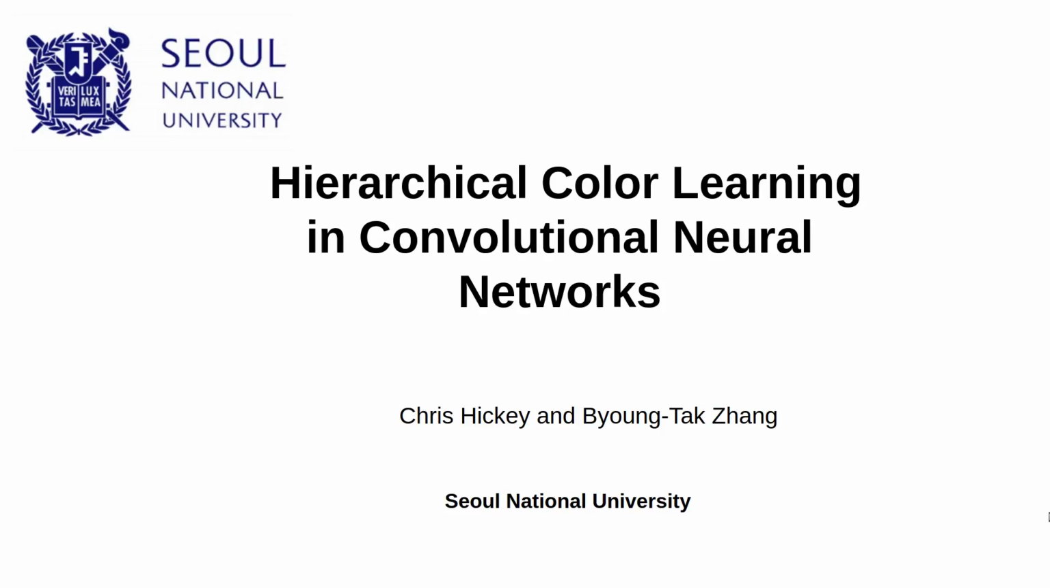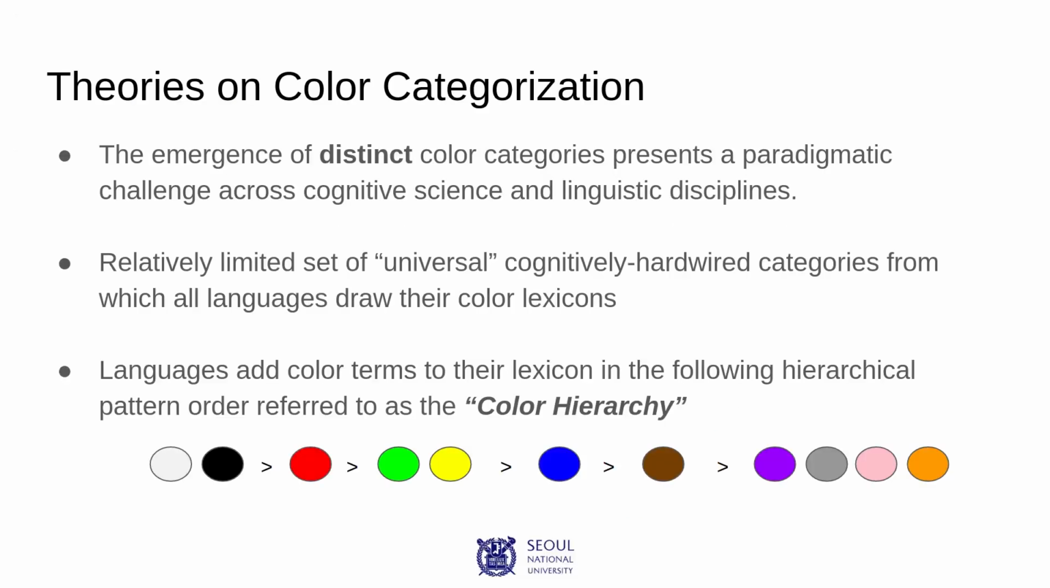So hey everybody, this is Chris here, and I'd like to introduce you to my research on hierarchical color learning in convolutional neural networks. There's been a lot of research over the years that suggests that humans have some hardwired preferences for certain colors over others.